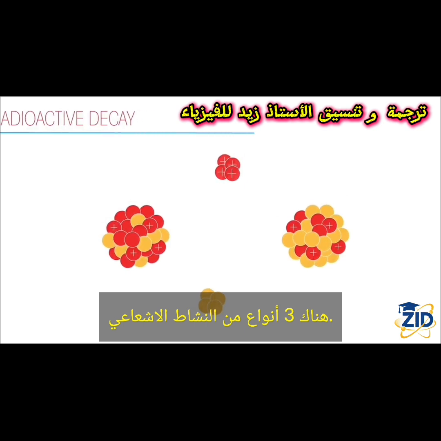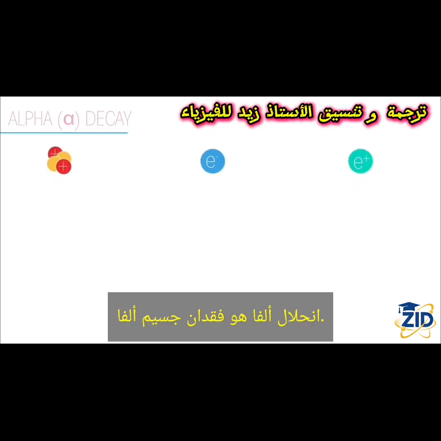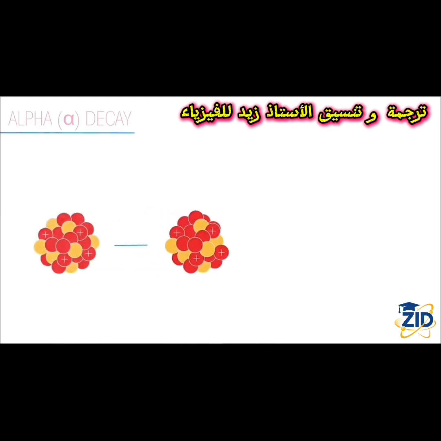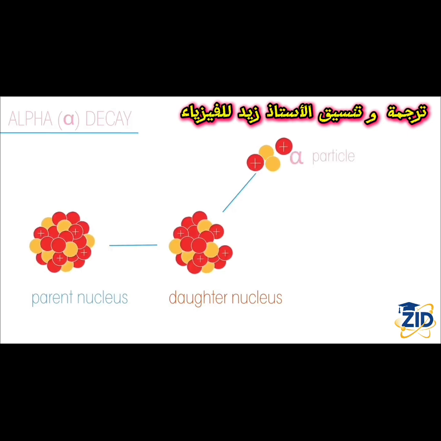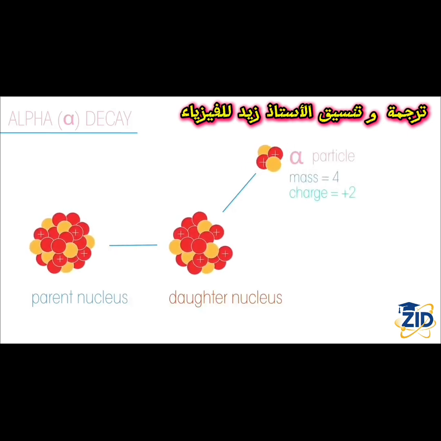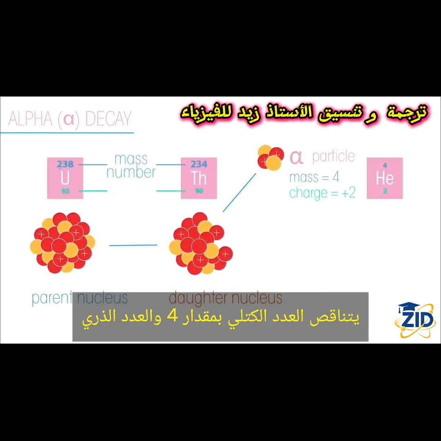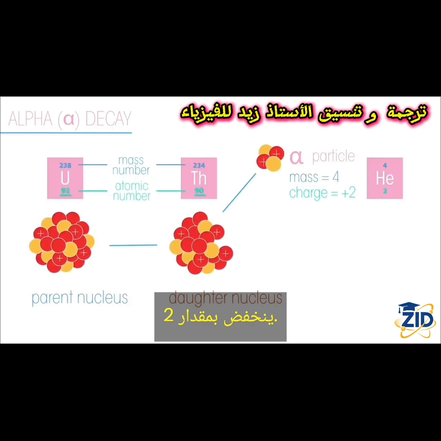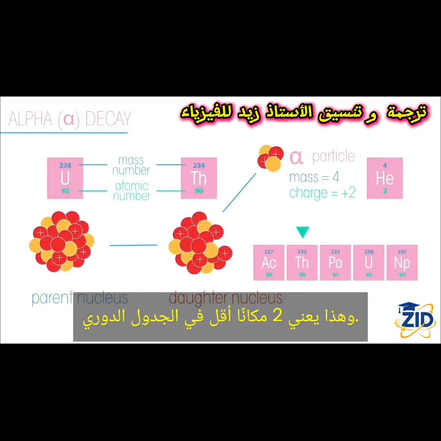There are three types of decay: alpha decay, beta decay minus, or beta decay plus. Alpha decay is the loss of an alpha particle. An alpha particle is made of two neutrons and two protons. They have a mass of 4 and a charge of +2. When an atom loses an alpha particle, the mass number decreases by 4 and the atomic number decreases by 2.